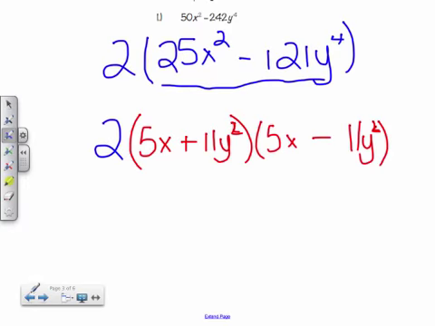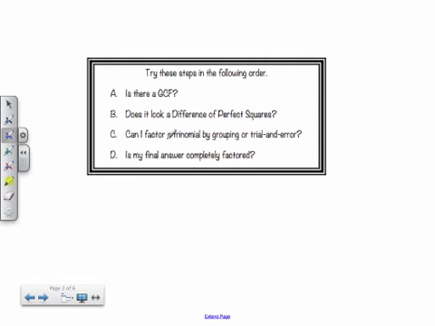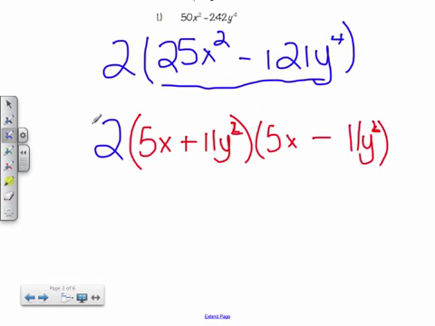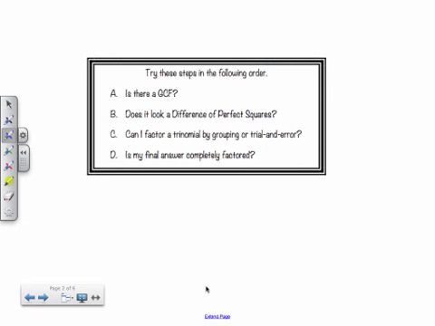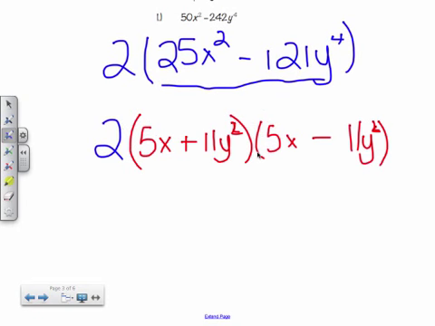Okay, so now let's look at the next question. Can I factor a trinomial by grouping or trial and error? I have three factors now. I have my 2, which is a monomial, which is not factorable. I have this binomial right here, so it's obviously not going to be able to be factored by trial and error or grouping. And this one, same thing, it's not factorable by trial and error or grouping. So then I look and see what the last question says. Is my final answer completely factored? This is the most crucial question to make sure that I have a final answer.